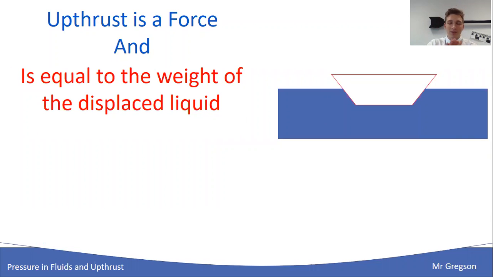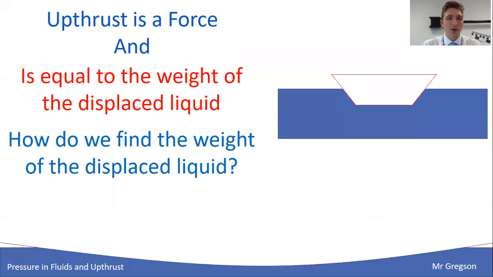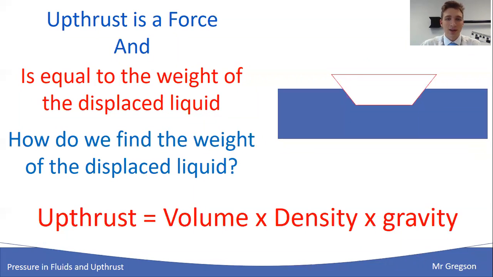So if you have something sat in the water which is being moved out of the way beneath it, because a boat doesn't sit perfectly on top of the water, it sinks down, the water which has been moved aside by the boat is equal to the upthrust. So the weight of the displaced liquid is equal to upthrust.